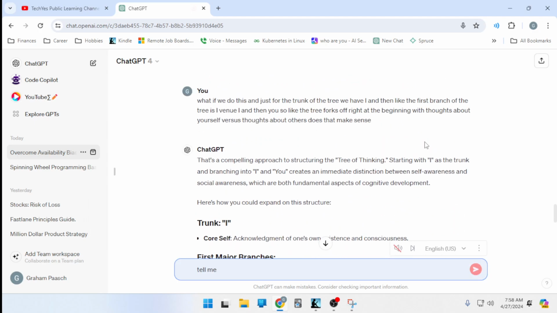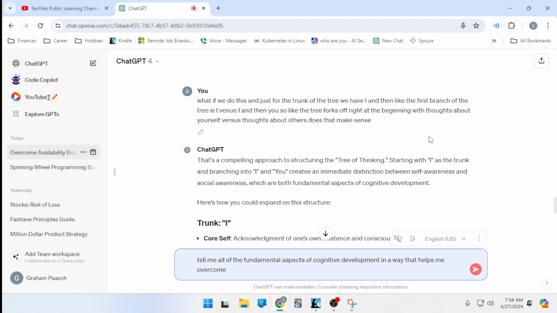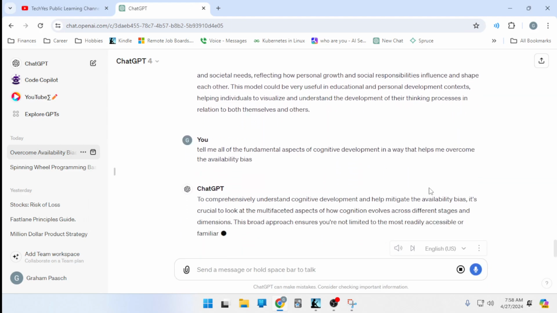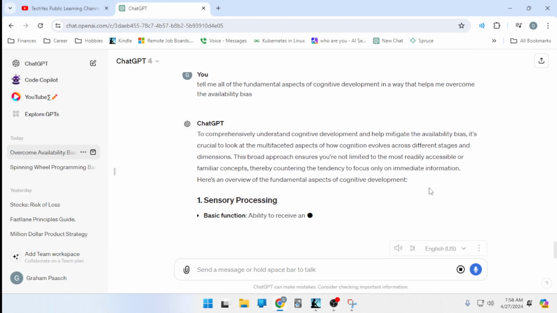Tell me all of the fundamental aspects of cognitive development in a way that helps me overcome the availability bias. And I'm way off into the weeds. I apologize for this. Sometimes.